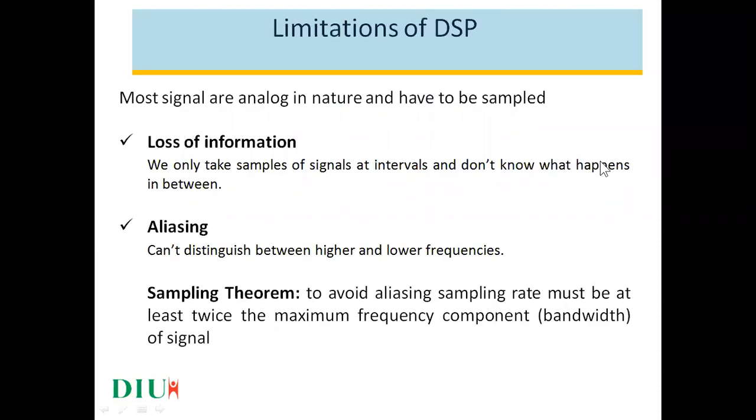Now, after doing all this operation, we find some limitations of DSP. Limitations is nothing but some kind of drawback. Most of the analog signals are in nature, this is the fact, and they have to be sampled if you want to go for digital. What happens during the conversion from an analog quantity to a digital quantity is we may find a loss of information. Loss of information.